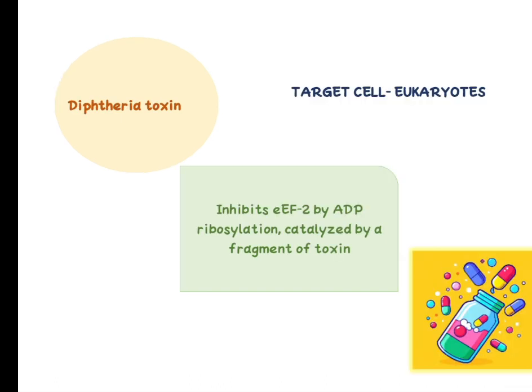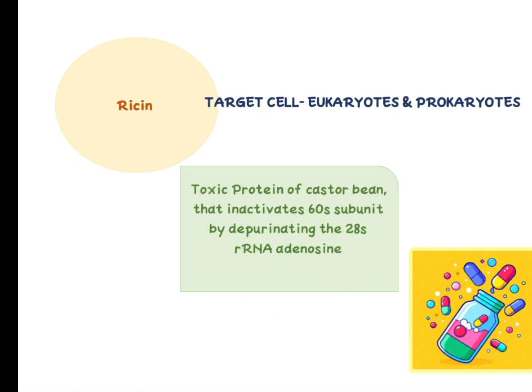Next is diphtheria toxin. Diphtheria toxin comes from the diphtheria bacterium, and it is an exotoxin. It inhibits protein synthesis in eukaryotes by inhibiting the elongation factor, that is eEF2, by ADP ribosylation. It means this elongation factor EF2 permanently binds with ADP, thus it becomes permanently inactivated. The A part of the diphtheria toxin is mainly causing the inhibition of protein translation, and the target cell is eukaryotes.